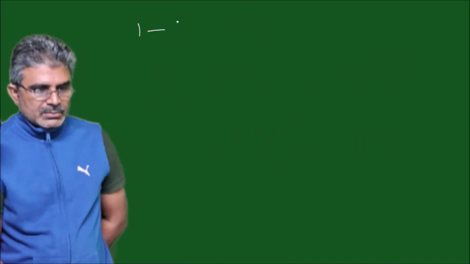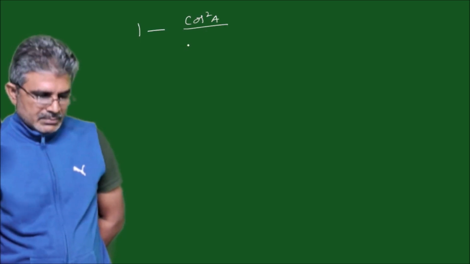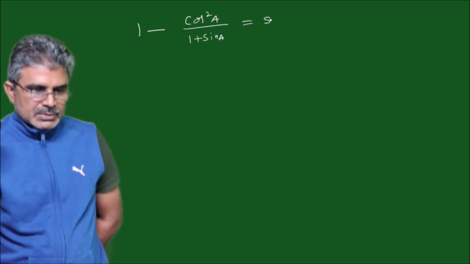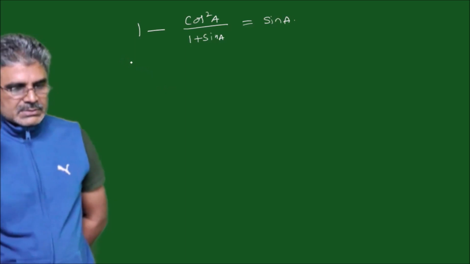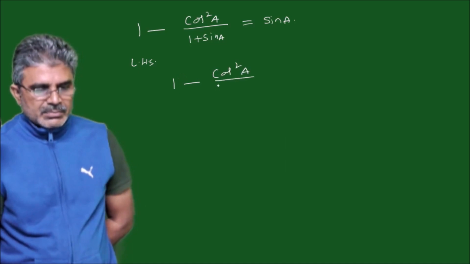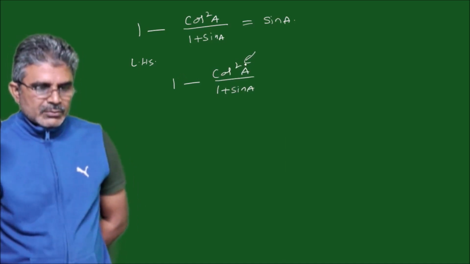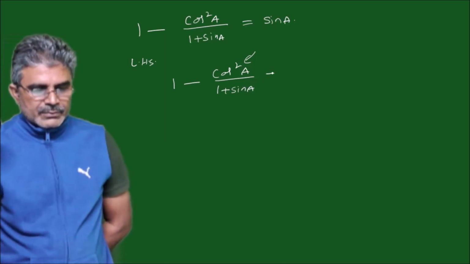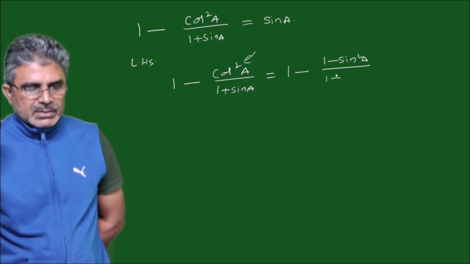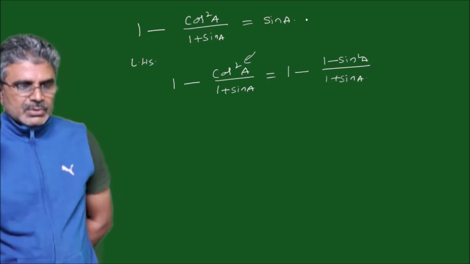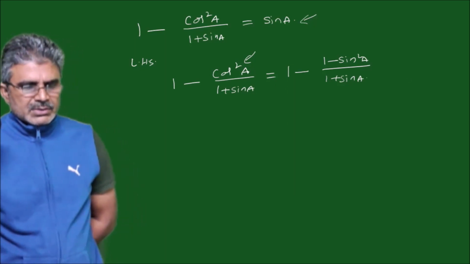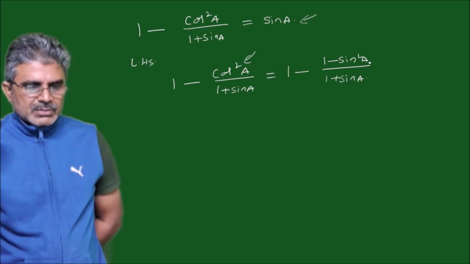Our next question is (1 minus cos square A) by (1 plus sin A), which should be equated to sin A. So consider LHS as usual, because LHS is having the bigger expression. So here (1 minus cos square A) by (1 plus sin A). I want to convert cos square A in terms of sin, so for that I am using the identity. So (1 minus sin square A) divided by (1 plus sin A), because the right hand side has a sin expression, so bring all ratios in terms of sin. Then I want to write cos square A as 1 minus sin square A.